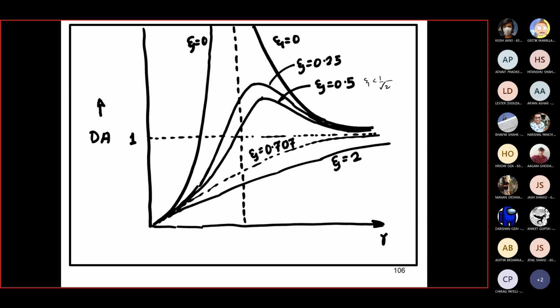So to summarize, when zeta is less than 1 by root 2, R is greater than 1 and peaks occur to the right of the resonance. So for values of zeta between 0 and 1 by root 2, as zeta increases, R increases, and the peak shifts to the right. For zeta greater than 1 by root 2, the values of R will become complex and the dimensionless amplitude monotonically increases without any peak value.